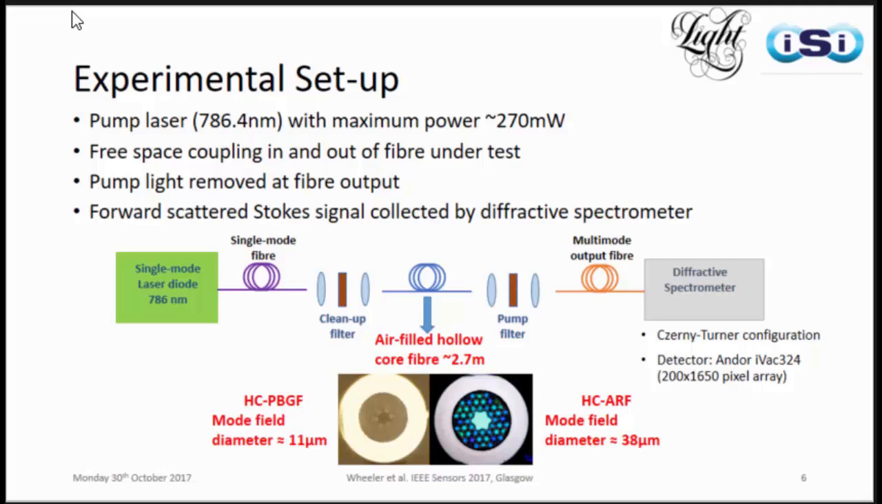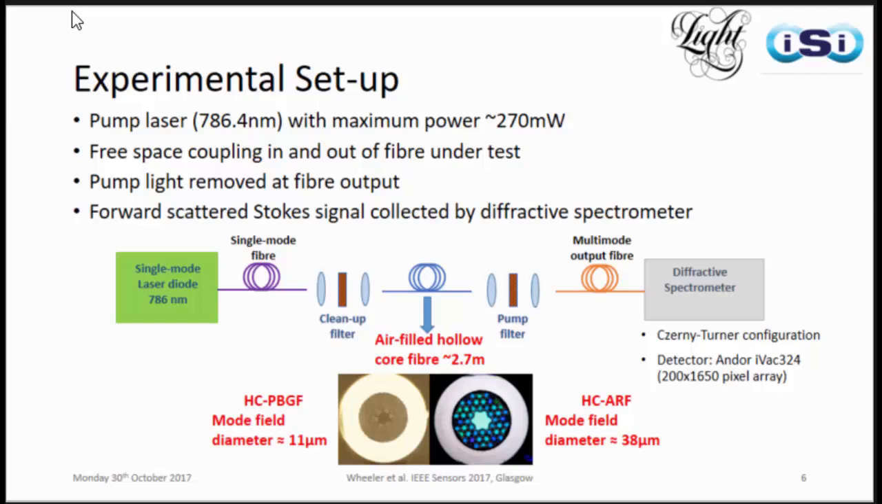The laser diode is launched through a single mode fibre and a telescopic lens arrangement into our air-filled hollow core fibre under test. At the output, we remove the pump laser light with a filter, and then the Stokes signal is coupled into a multimode fibre and into our diffractive spectrometer.